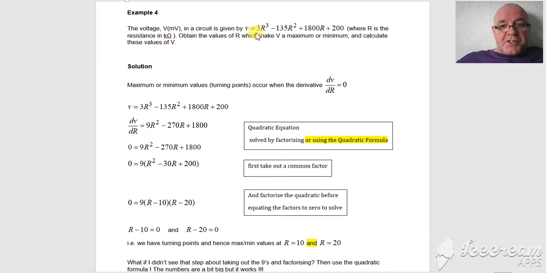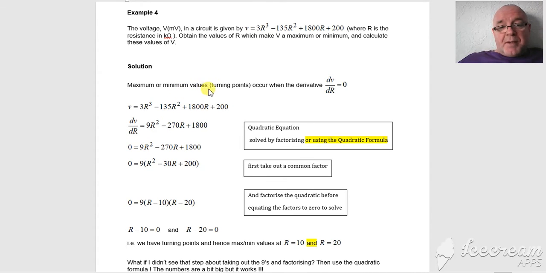We've got the voltage in a circuit given by that function there. Again, it's a cubic, and R is the resistance in kiloohms. By the way, that mV means millivolts. Obtain the values of R which make V a max or a min, and calculate these values of V. So this is more of an electrical engineering example. Let's go and solve it now. You should know how to solve it.